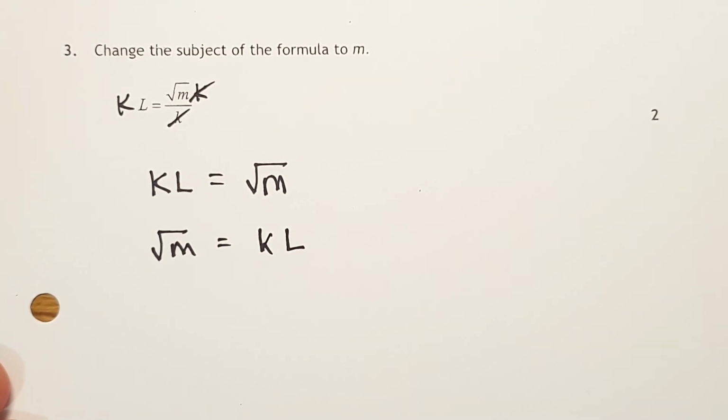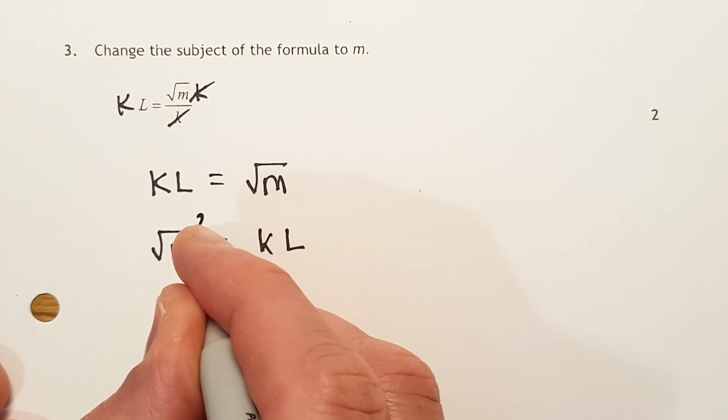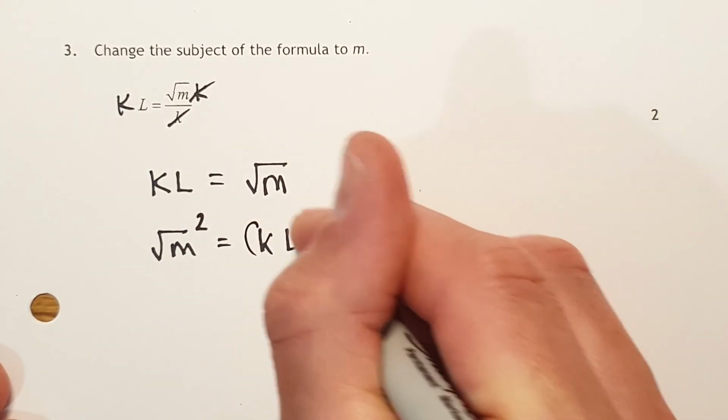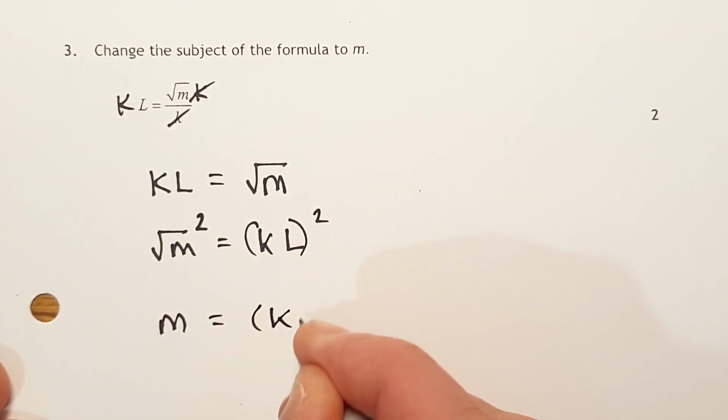Now I need to get rid of the square root, so I'm going to square both sides. Now if I'm squaring the left-hand side, I can do that. But if I'm squaring the right-hand side, if I just do that, that's wrong. You need to square the whole lot, like so, in a bracket. So the square root and the squared cancel out, so m equals, and it's kl all squared.